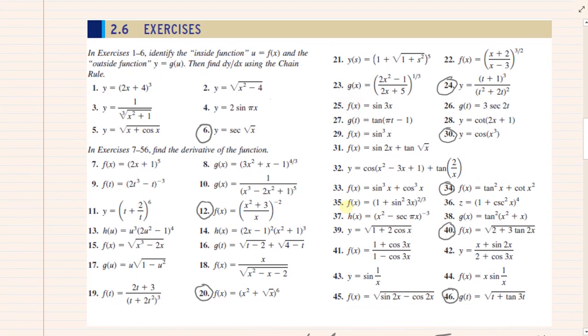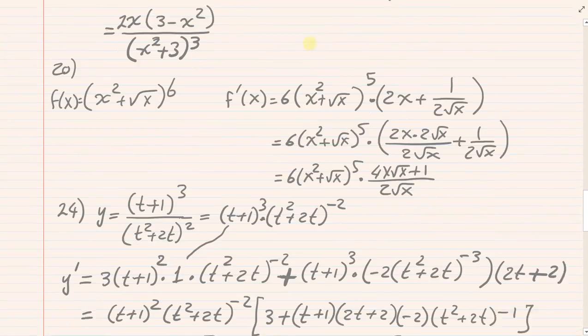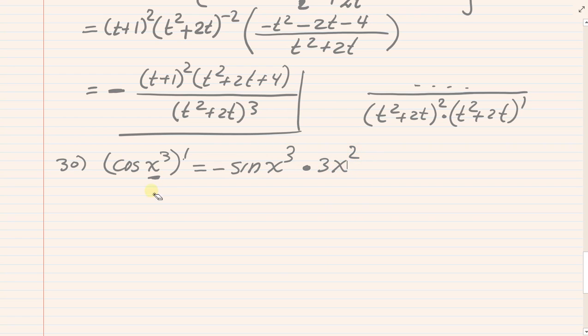So we did, which one? We did number 24. Number 30, cosine of x cubed. Okay, we're doing cosine of x cubed. We want to find the derivative of that. So again, the outside function is cosine, derivative of cosine is negative sine. And then the inside is x cubed, derivative of that is 3x squared, and there's the answer. And that's it. We're done with this one.